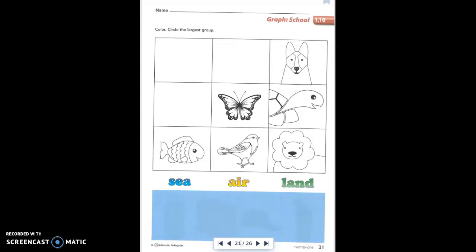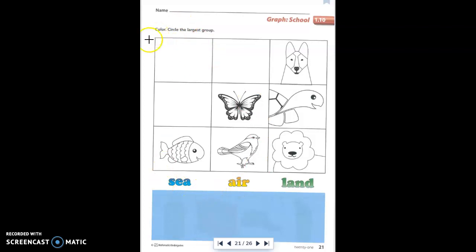Please get your math folder and take out pages 21 and 22 is on the back. Today you're also going to need, in addition to a pencil, crayons, and you will also need scissors and glue to complete the back side. This page has a picture of a graph, and we have some pictures of animals, and we have a grid.